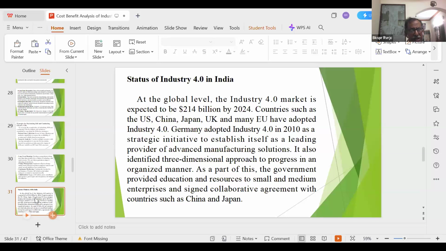Germany adopted Industry 4.0 in 2010 as a strategic initiative to establish itself as a leading provider of advanced manufacturing solutions. It also identified a three-dimensional approach to progress in an organized manner. As a part of this, the government provided education and resources to small and medium enterprises, and signed collaborative agreements with countries such as China and Japan.